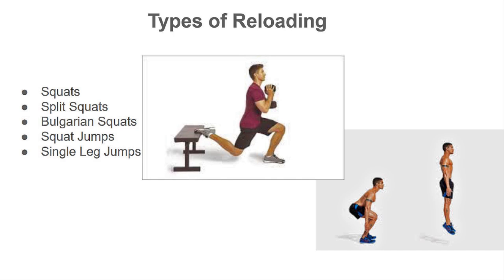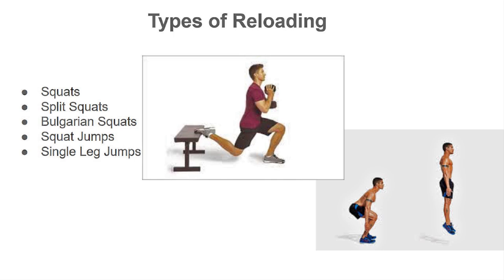So these are the types of loads I have. And again, there's millions of examples, but squats is a very basic one. How do you feel? If it's some pain, we stay there for a bit. When they adapt, we add weight. Then we do split squats. I love Bulgarian squats for a lot of my runners. And then we go to squat jumps, which is even more load, and then single leg jumps.